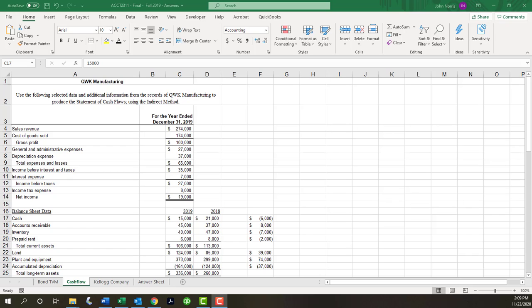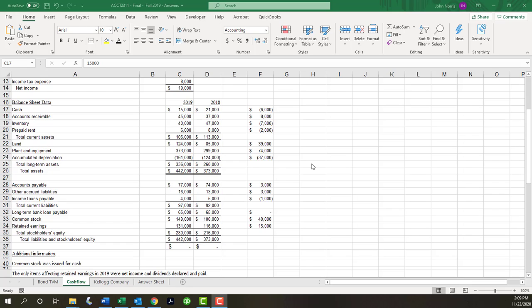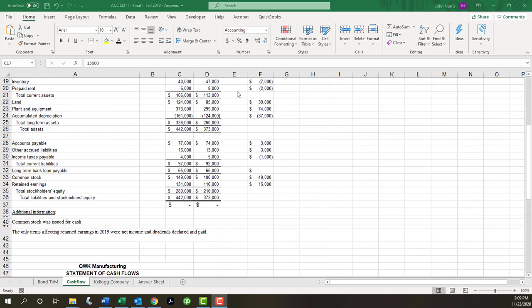Okay, the second question on the final exam from fall of 2019 is a statement of cash flows. You're given a summary income statement as well as a comparative balance sheet, so you're going to be given columns A through D. And then you're told that common stock was issued for cash, and the only items affecting retained earnings in the year were net income and dividends declared and paid.